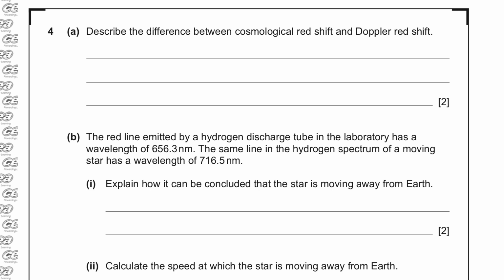4a, describe the difference between cosmological redshift and Doppler redshift. So regular old Doppler redshift is when the source is moving away from you, and cosmological redshift gives the extra complication that the space between the source and the observer is actually stretching. So you need to describe that difference.